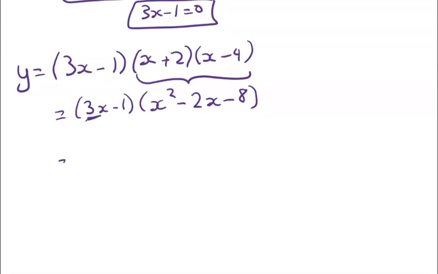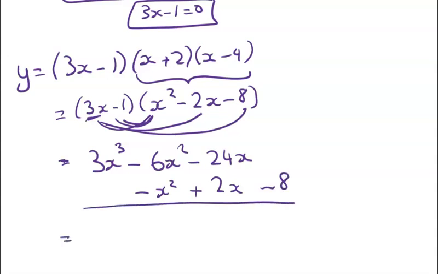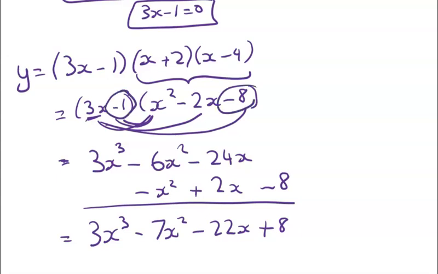Next, I'm going to expand to get my cubic. So we have 3x times x squared, minus 6x squared, minus 24x in here. And now I have minus x squared plus 2x minus 8. So that cleans up to give me 3x cubed minus 7x squared minus 22x minus plus 8. What have I done here? I've made a mistake. Oh no, a mistake. Right, okay, -1 times -8 is not minus 8, it's plus 8.